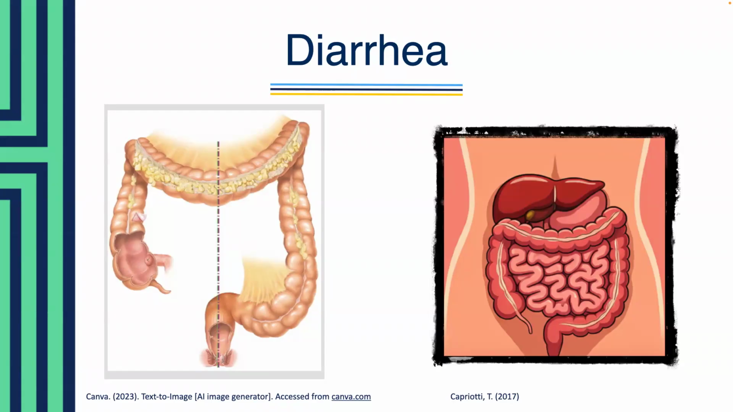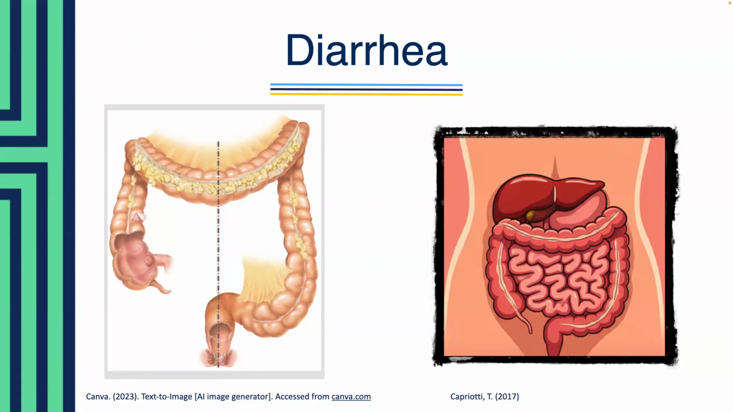And this happens through several different mechanisms. The first is the osmotic effect, where unabsorbed substances in the intestine draw water into the lumen. The next is the secretory mechanisms, which increase the secretion of electrolytes and water into the intestinal lumen. And then motility changes, where rapid intestinal transit reduces the time for water absorption. Inflammation is another, where damage to the intestinal mucosa impairs normal absorption. And then lastly, we have the decreased surface area.